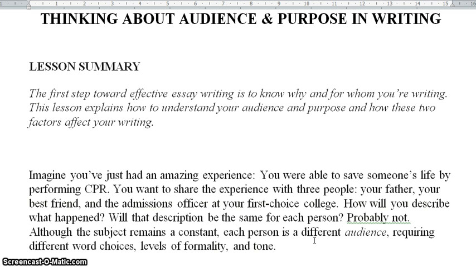Imagine you've just had an amazing experience. You were able to save someone's life by performing CPR. You want to share the experience with 3 people: your father, your best friend, and the admissions officer at your first choice college. How will you describe what happened? Will that description be the same for each person? Probably not. Although the subject remains a constant, each person is a different audience, requiring different word choices, levels of formality, and tone.